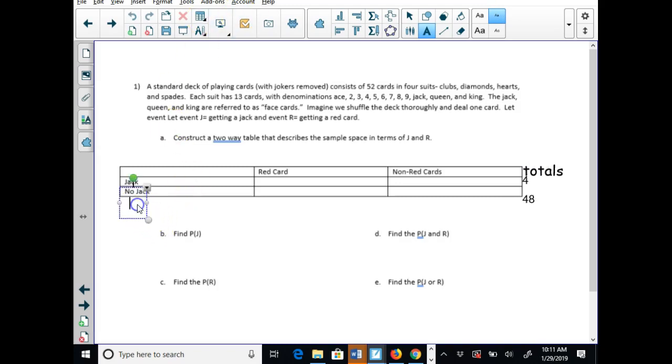Now we have to talk about the red cards versus the non-red cards. Okay, so we're going to talk about the totals here now. Again, always fill in your totals first. So how many red cards do we have? Well, we have red cards that are hearts, and we also have red cards that are diamonds. So 52 divided by 2 gives us 26 total cards that are red, and then 26 total cards that are not red, which gives us a grand total of 52, which I'm going to write down here.